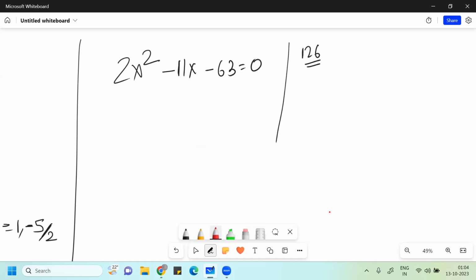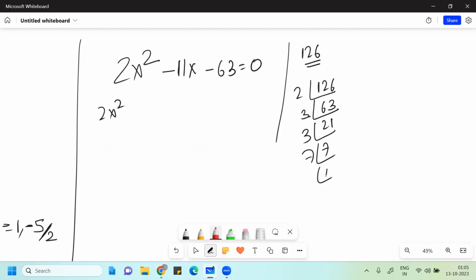If I think about factorizing 126, I'll get 63. Then it will go by the 3 table: this is 21, then 3, then 7. The difference should be 11. So 21 and 6 is not possible. 14 and 9, the difference is not 11. Then 9 twos are 18, 18 and 7. Yes, it is 18 and 7.